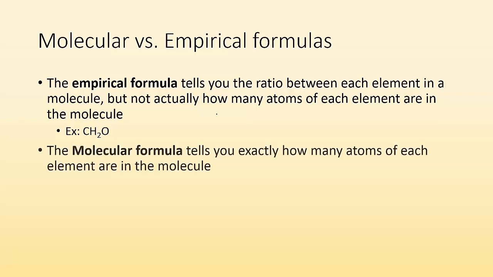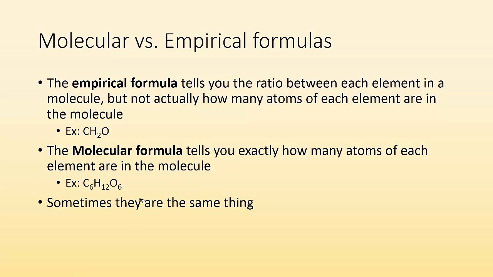I don't know. So the molecular formula will tell you exactly how many atoms of each element are in the molecule. It's telling you about the molecule. So, for example, it could be C6H12O6. Notice that C6H12O6 would simplify to CH2O, which is the empirical formula, but the actual molecule is made up of 6 carbons, 12 hydrogens, and 6 oxygens. That's its molecular formula. Okay?